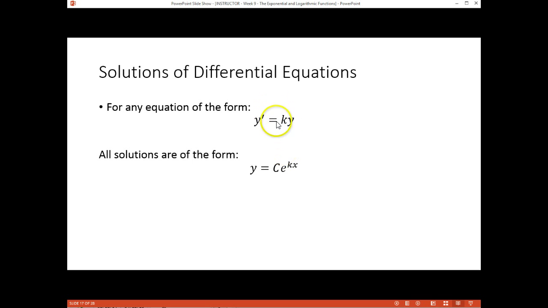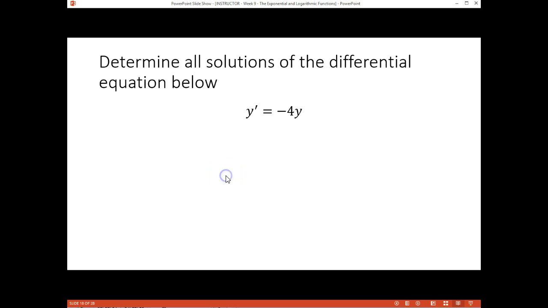So we're going to be given that k originally, and we're going to know that the solution is y equals c e to the kx. Well, let's look at an example. Determine all solutions of the differential equation below. I have y prime equals negative 4y. Well, in this case, I know k is negative 4. So my solutions have to be in this form, y equals c e to the kx. We know k is negative 4, so my solutions are y equals c e to the negative 4x.